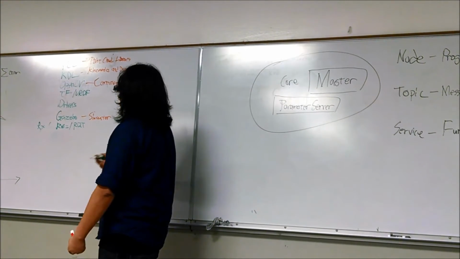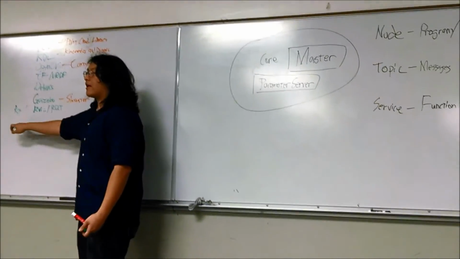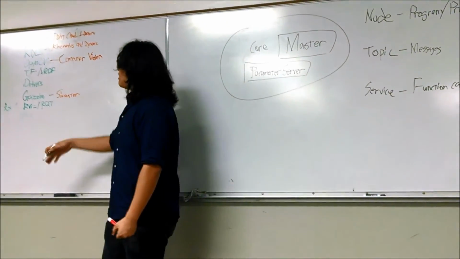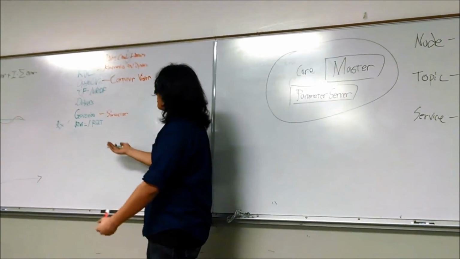RQT has your basic GUI functionalities such as plotting out data points. If I have a topic publishing a single data point, I can run RQT, and I can look at a plot of this data over time.